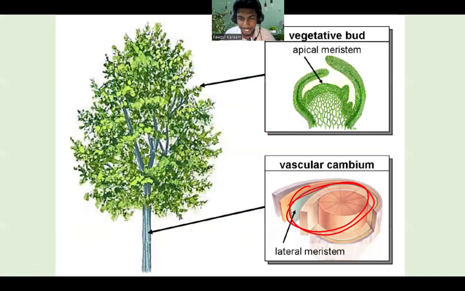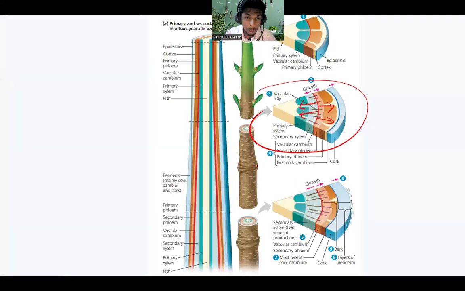And lateral meristem means the meristem that can be found in the stem, and it has the ability to produce cells inside and outside. So because of the activity of this meristem, what will happen? The diameter increases. Okay, the diameter will increase.